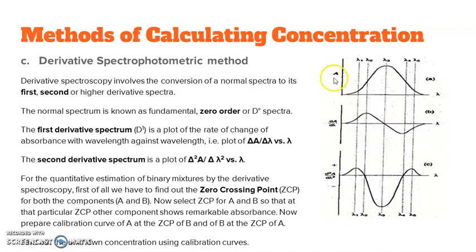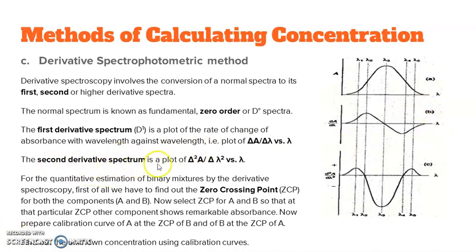It is the difference that is being plotted here on the y-axis, where we have the absorbance in the normal spectra or zero order spectra, whereas in the first derivative it is the rate of change of absorbance with wavelength against the wavelength. That rate of change of absorbance with wavelength, they term as delta A by delta lambda. Why delta A by delta lambda is because there is a change of absorbance along with the change of the wavelength. That's why it is delta A by delta lambda versus lambda. The x-axis is lambda, as we have represented it here.